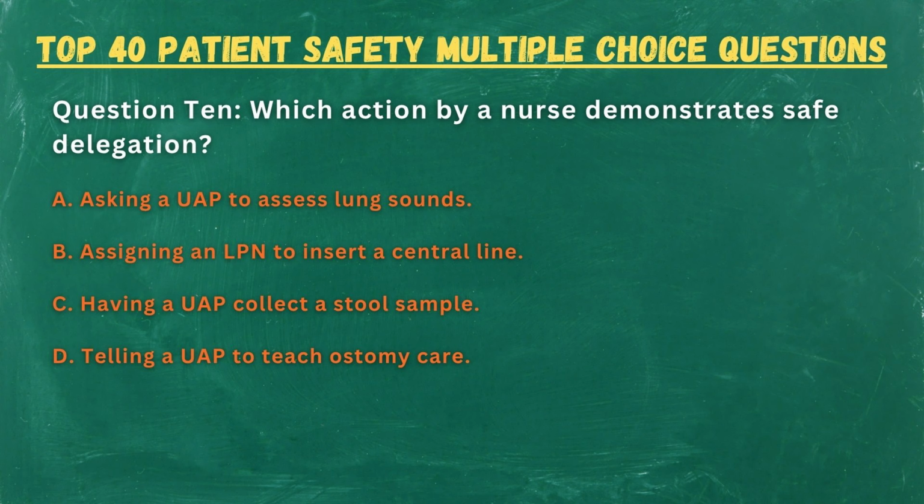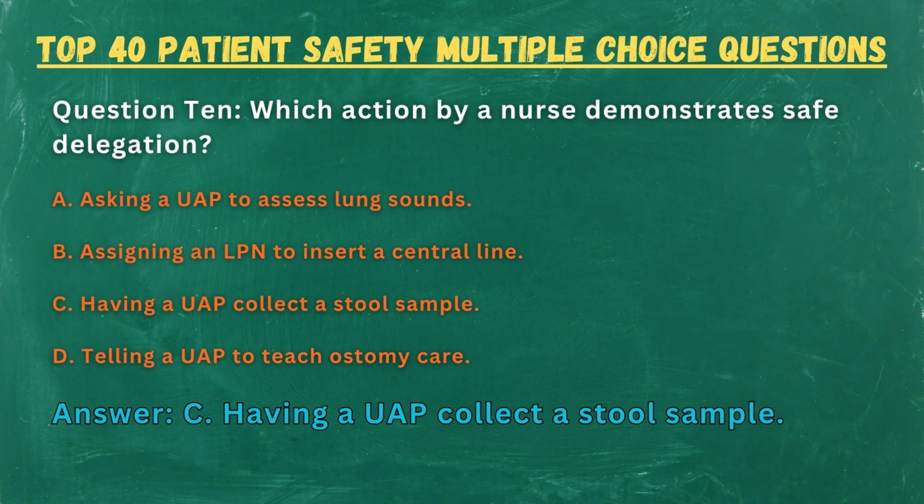Question 10. Which action by a nurse demonstrates safe delegation? A. Asking a UAP to assess lung sounds. B. Assigning an LPN to insert a central line. C. Having a UAP collect a stool sample. D. Telling a UAP to teach ostomy care. Answer. C. Having a UAP collect a stool sample.